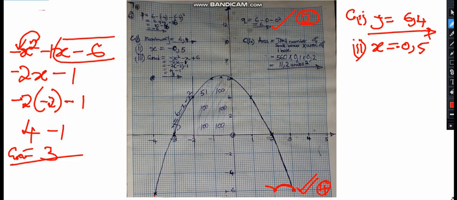Right, part e says: area bounded by the curve. Draw the x-axis, the y-axis, and the line x equal to minus 2. Draw a line x equal to minus 2.